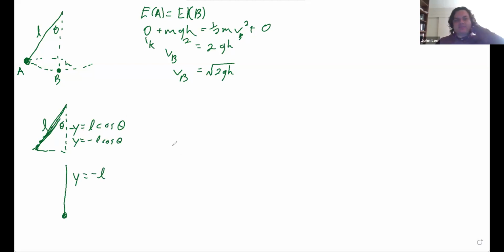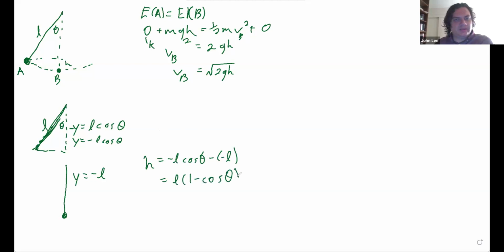So H is equal to negative L cosine theta minus negative L, equals L times 1 minus cosine theta. Plug that back in, you get VB equals the square root of 2G L times 1 minus cosine theta.